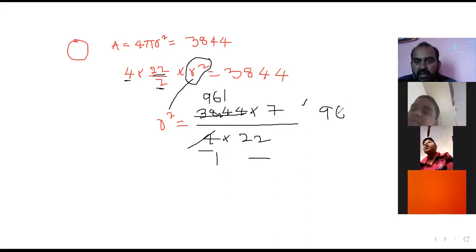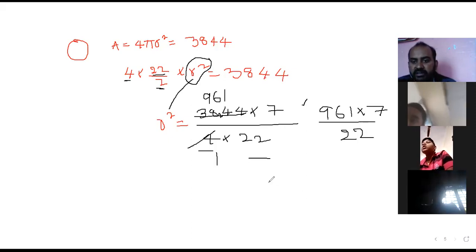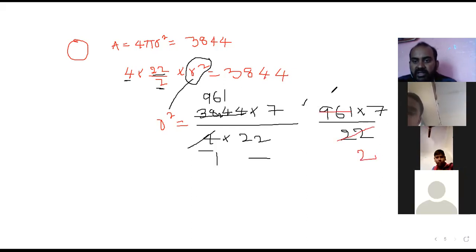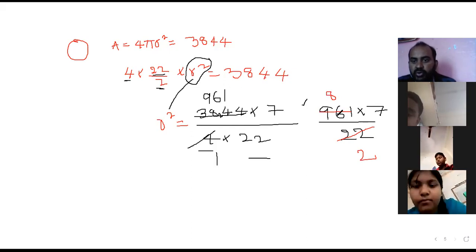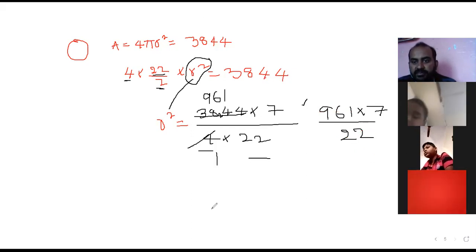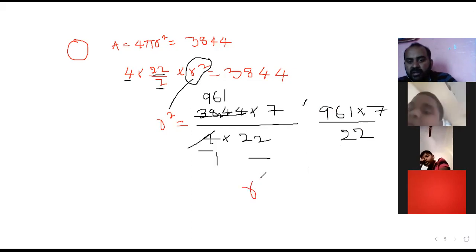961 into 7 by 22. Can you cancel in the 11 table? Check that. In the 11 table, 11 twos are 22, 11 eights are 88. See in other tables. Which table can you cancel? Otherwise, just multiply all the numbers. You will get the answer. You will get r square. The square goes to that side, and that should be under root.